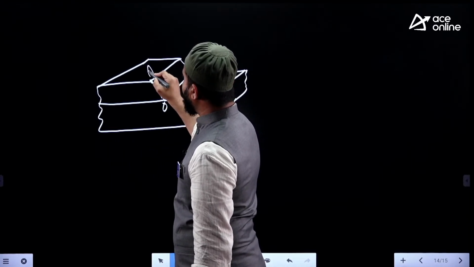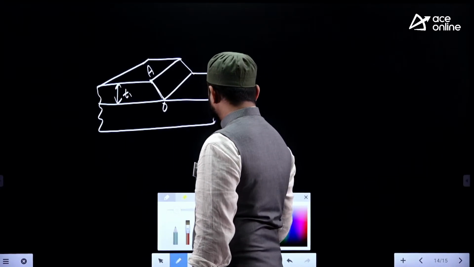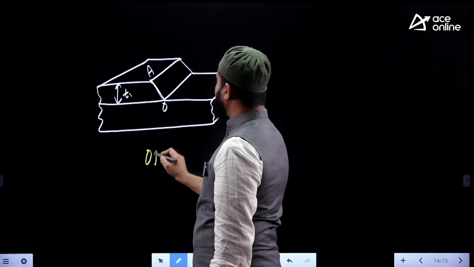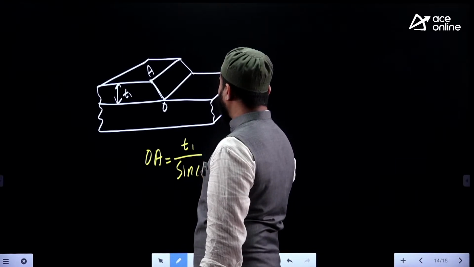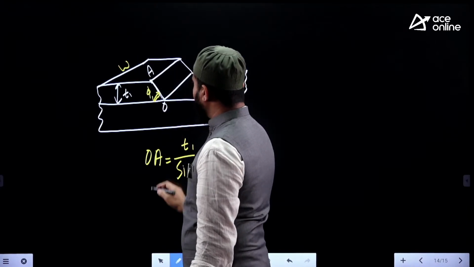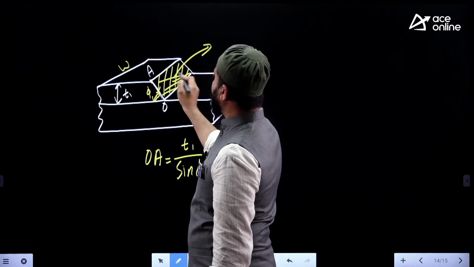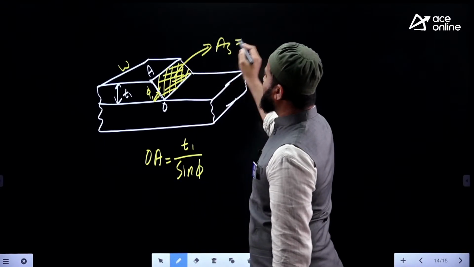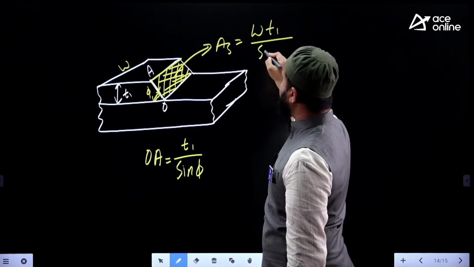OA value, that is what we call the shear plane length in terms of T1. OA is the shear plane length, which is T1 by sin phi, where the angle we are able to calculate by using the first equation. Then the width is constant. Therefore, the shear plane area is always a very simple equation, OA into width. Therefore, it's W T1 by sin phi.